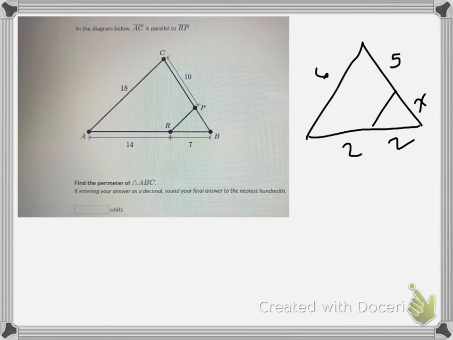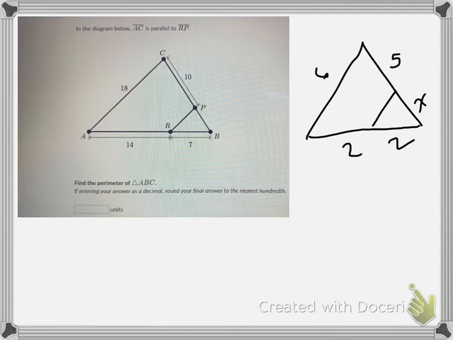Okay, so for this problem, we're going to be solving this diagram using similar triangles. Okay, so I did my example here. I want to go ahead and show you based on my example, and then I want you to do the same for this next problem.